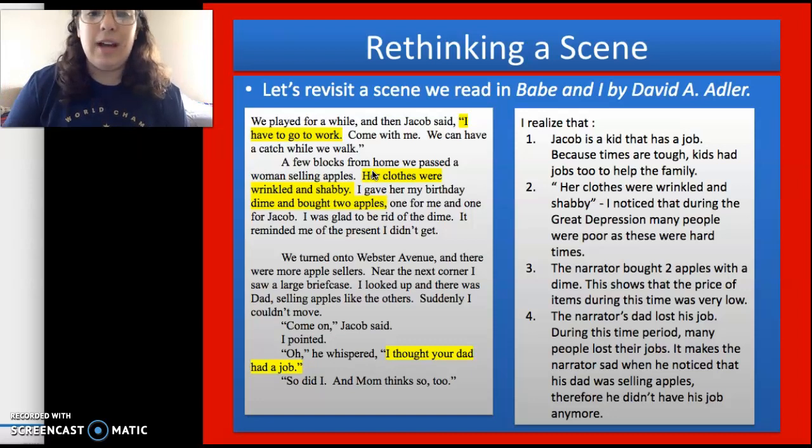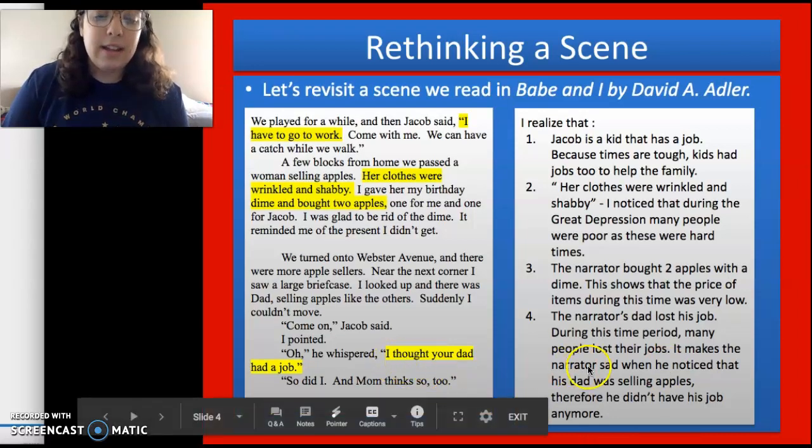And in that same line, our narrator gives her his dime that he got for his birthday. He bought 2 apples. I don't know if you've been to the store lately with your parents or with your family, but apples do not cost a dime. So it makes me think about how much things cost during that time period. The price of items were so low. You could not even buy 1 apple with a dime anymore, let alone 2 apples. So it's another way that I'm thinking about that history and how that's impacting my story.